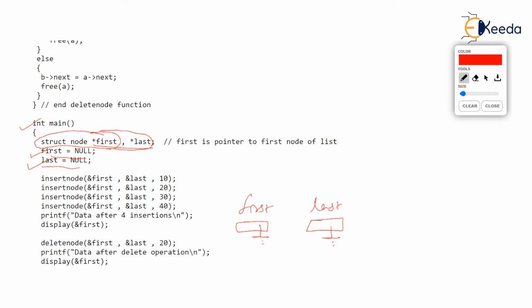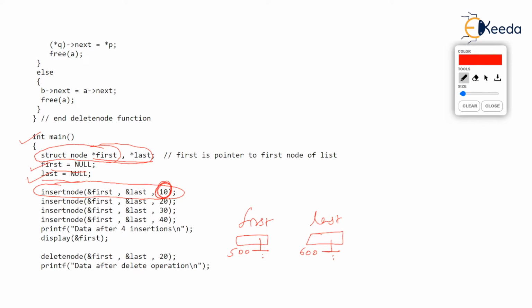And now we call the insert node function. Insert node is called by passing the address of first and the address of last. You know, pointers themselves have addresses. Maybe the address of first is 500 and the address of last is 600. Then we are literally passing address 500 and address 600. And we are passing the value that we want to add. The value that we want to insert is 10. Okay, so let's come to the insert node function.